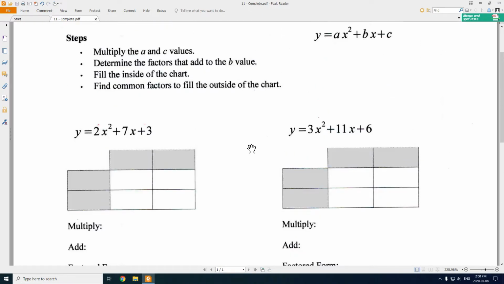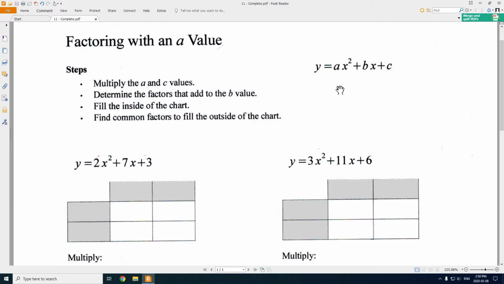So it's a lot harder factoring when there is an a value up front. So we're going to follow through some steps here. And then once we get used to the pattern that we're following to solve these ones, then we'll talk a little bit more about why it works.